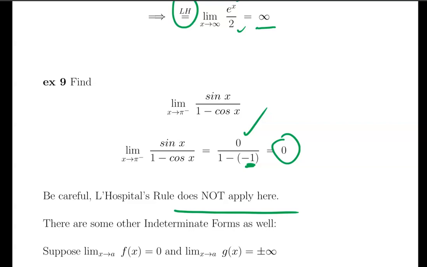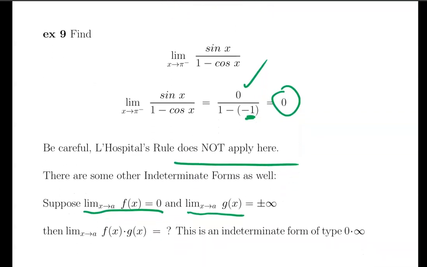Okay. So the first type and the main type, like we said, is 0 over 0 or plus or minus infinity over plus or minus infinity. So let's take a look at another type. Okay. Let's say the limit as x goes to a of f is 0. And the limit as x goes to a of g is plus or minus infinity. What happens when you multiply them? Okay, this is actually an indeterminate form of type 0 times infinity.